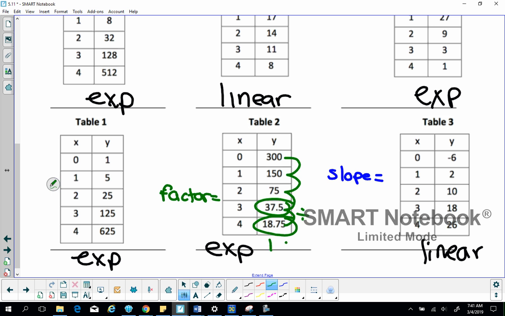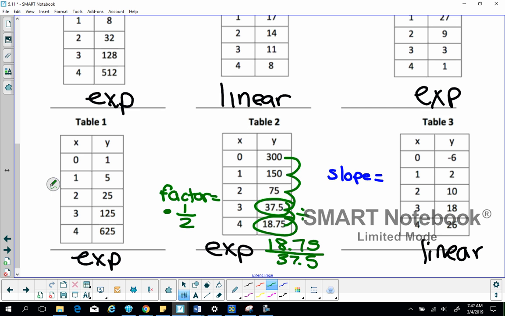What's 18.75 divided by 37.5? 0.5 or 1/2. Because you can see this is dividing by 2. You just flip it to try to get it as a fraction. So multiplying by 1/2 and dividing by 2 are the same thing.